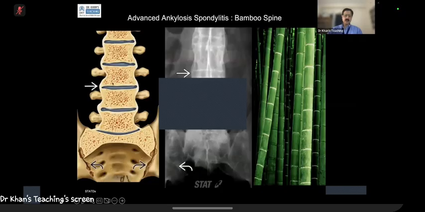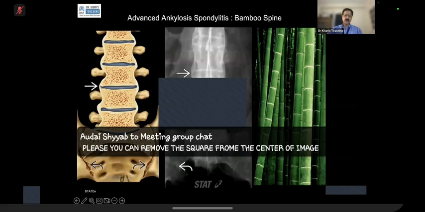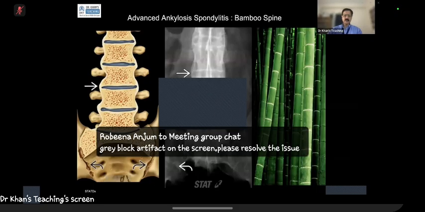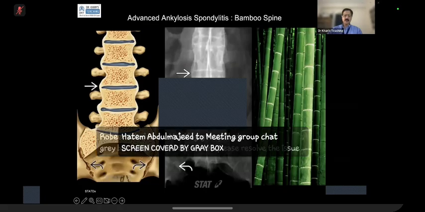So what happens is that the syndesmophytes, which is actually the ossification of the annulus fibrosus, happen. Ankylosis will happen at the annulus fibrosus of the disc, number one. Number two, the facet joints. Number three, the posterior ligaments, the supraspinous ligament, the interspinous ligament, etc. So this gives you this bamboo spine appearance.